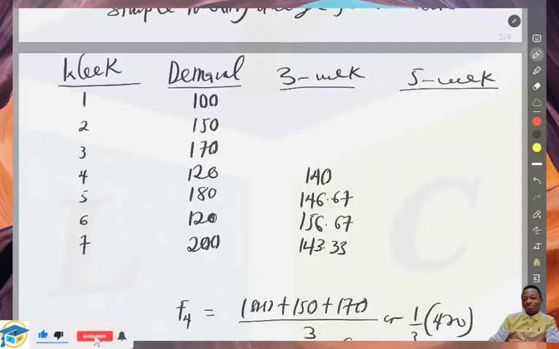And for us to get a forecast for week 7 too, we follow the same thing. Here we are thinking about the most recent data, so here we'll make use of 120 from week 6, 180, 120, 170, and then 150. So that is from week 2 to week 6. That will give you a 5-week information, right? Add them together and then divide by 5, and you get the forecast for week 7. So this is how we forecast using these parameters.